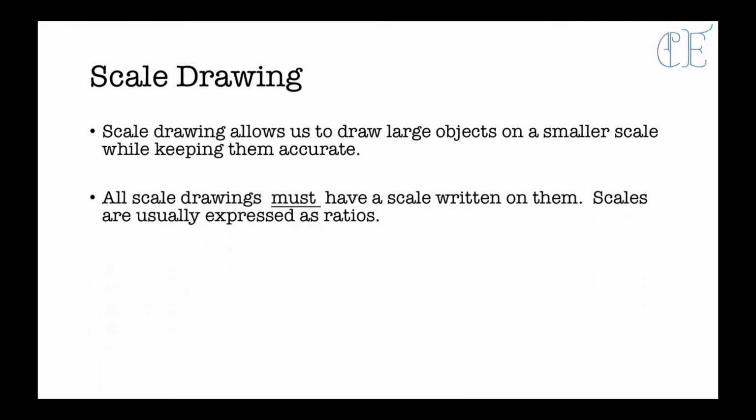All scale drawings must have a scale written on them, and scales are usually expressed as ratios. So for example, 1 centimetre to 100 centimetres. Now that means that every centimetre on the scale or on the map or on the picture or diagram is actually 100 centimetres in real life. Okay? Now sometimes it might just say 1 to 100, it might not give you the units, but then usually in your GCSE exam, if that happens, just use your ruler to measure it and assume that it's in centimetres.